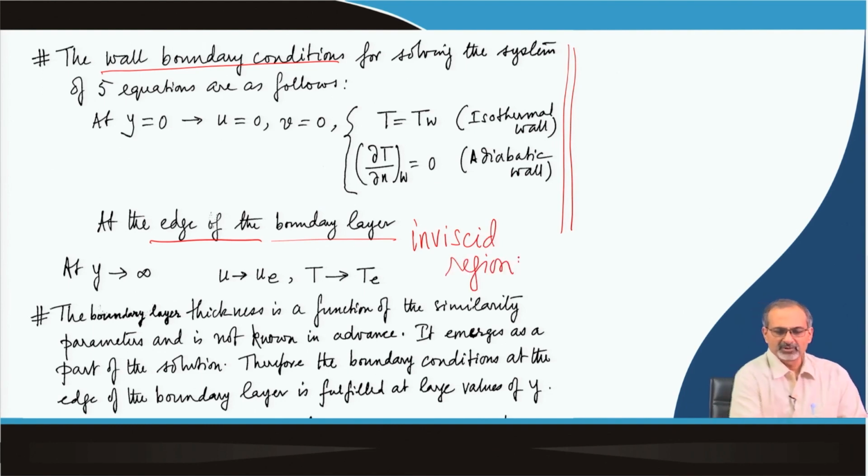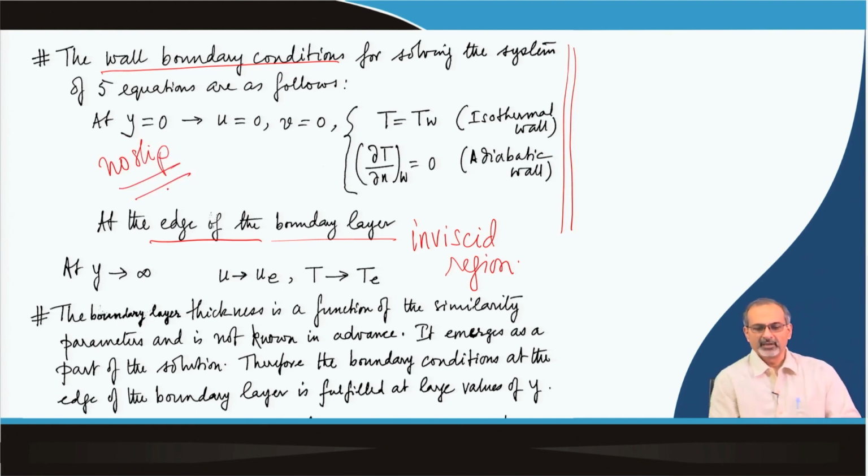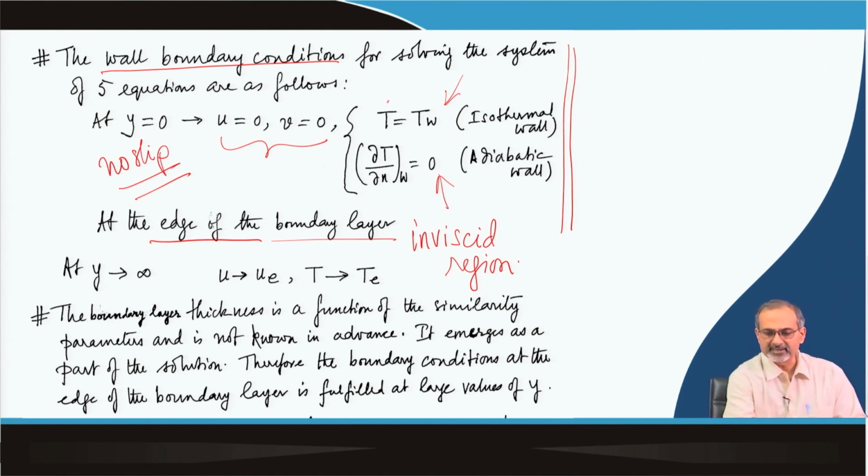At the wall, since you are talking about a no slip condition, since it is a viscous flow you are talking about, thereby u and v are 0. It is a 2-dimensional flow, so 2 velocity components set to 0. If it was a 3-dimensional boundary layer we were talking about, then there would also be w equal to 0 additionally to be imposed. Temperature can be imposed in 2 ways. One is, if we maintain a constant temperature at the wall, it would be an isothermal wall condition, in which case T is equal to T wall. It will be set to a certain value.